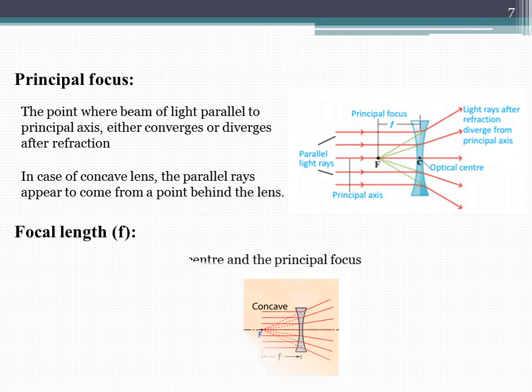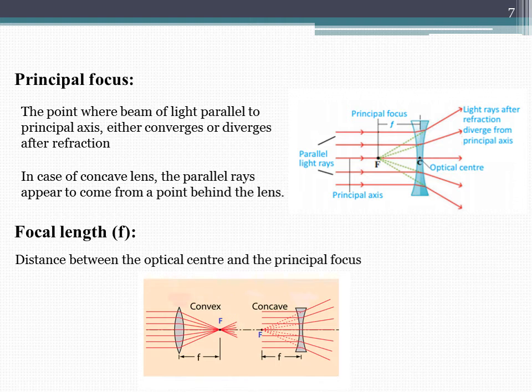Next term is the focal length, denoted by small f, which is the distance between the optical center and the principal focus. As shown in the figure below, in convex lens, principal focus is on the right side of the lens, and in concave lens it is on the left side. In both cases, focal length is the distance of principal focus from the center of the lens, denoted by small f.